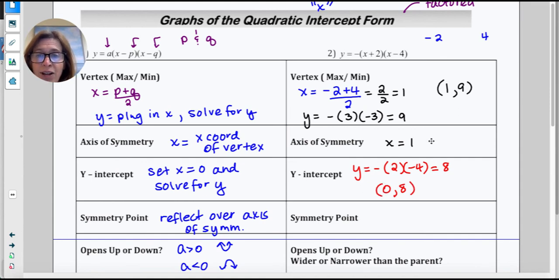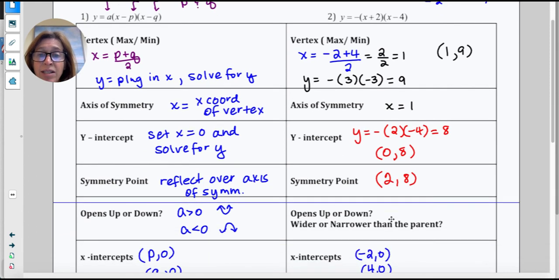Okay, now, if I know I'm reflecting over that line x equals 1 and I have 0, 8, then that means I'm going to have 2, 8 as my symmetry point. But if you have to graph it first, that's okay. Does it open up or down? It opens down because my a term is negative. Wider or narrower than the parent function? It's actually the same because the absolute value of a is 1. So it's not really changing its graph there.